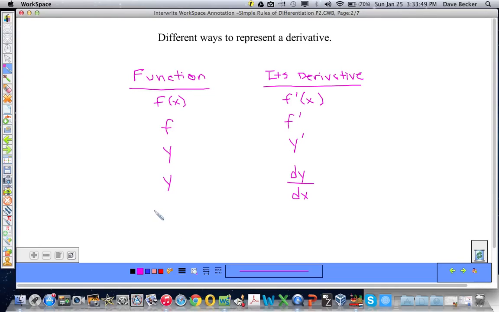It doesn't have to be f of x. It could be, let's get crazy, g of x. Well, if it's g of x, then the derivative is simply g prime of x. Read: the derivative of g of x, the derivative of y, the derivative of f, and the derivative of f of x. All right, let's get to some examples.